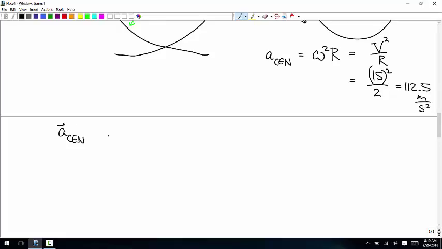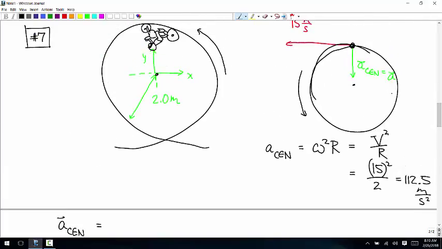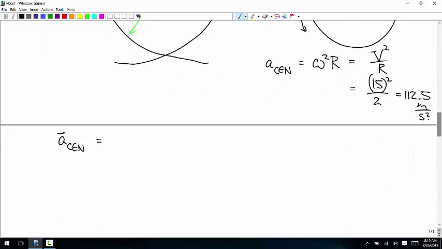So the centripetal acceleration is, again, the way I have it drawn, in the negative y direction, just like it was in the last problem. So that's 0, negative 112.5 meters per second squared, or negative 112.5 j. And that's the total acceleration. In this case, the center isn't accelerating. This would be a different answer if the loop-de-loop was on a truck that was accelerating or something.